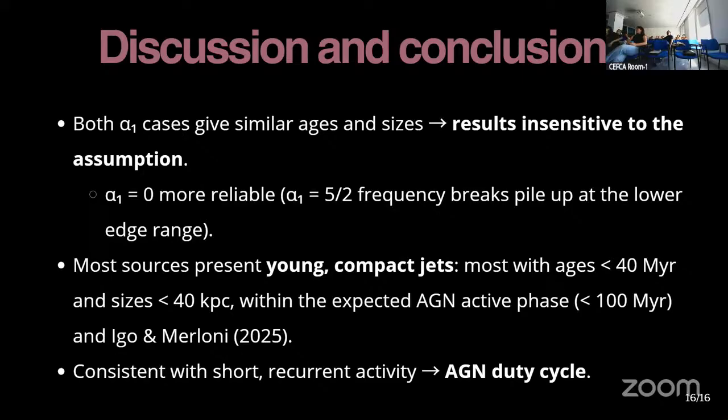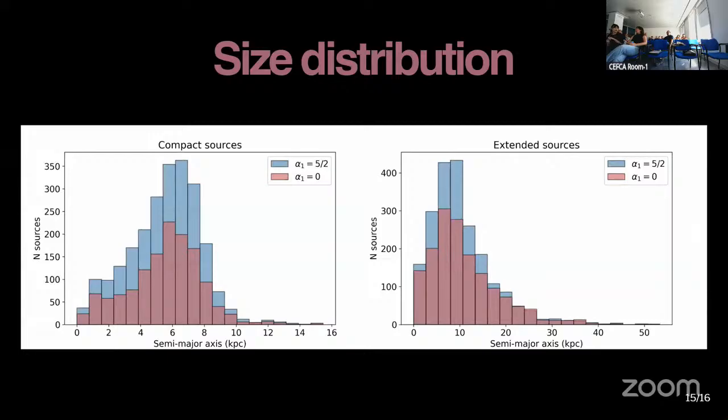How many sources did you manage to get at the end? At the end, for the first case of alpha 1, around 4,000 sources, and for the second one, 3,000 or so. So a little bit less than half of the ones that we first had.